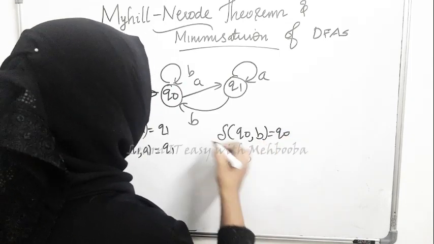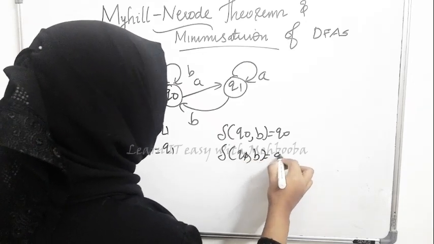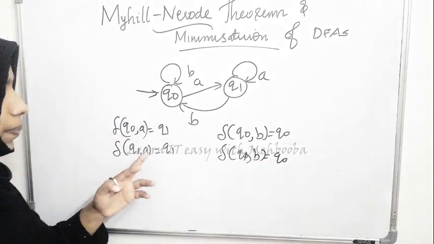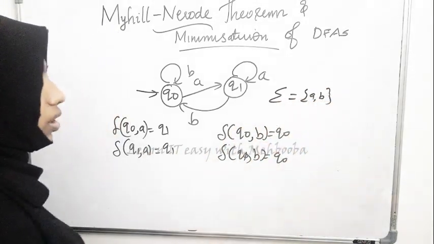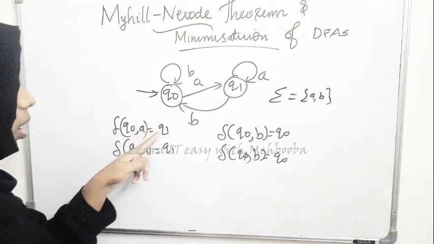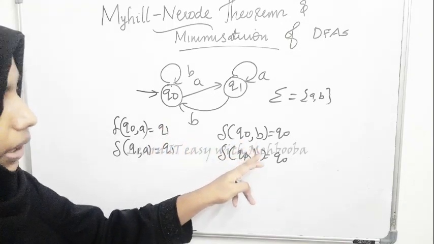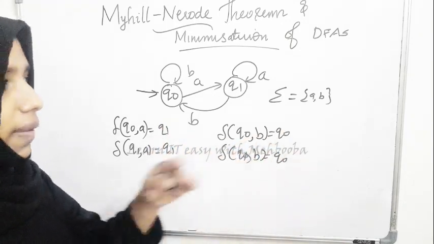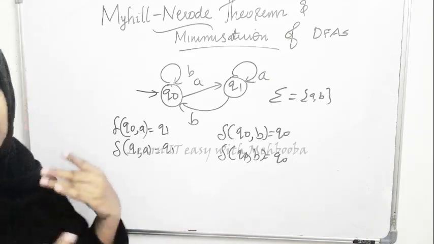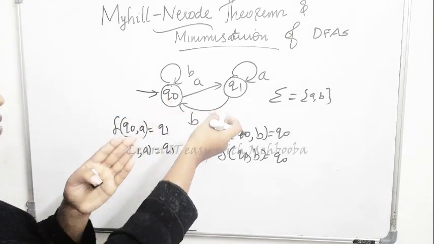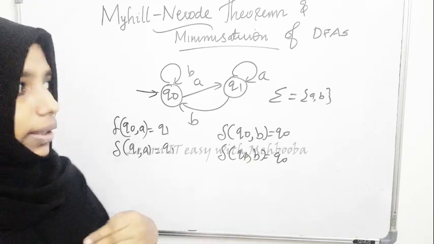Now delta Q0 comma B is Q0, and delta Q1 comma B is Q0. That is for both the input symbols; here the alphabet is defined as A comma B. So on A both the states are going to the same state, and on B both the states are moving to the same state. That is, for all the input symbols, if the states are going to the same target states, we can see that Q0 and Q1 are indistinguishable, or they form the same equivalence class.